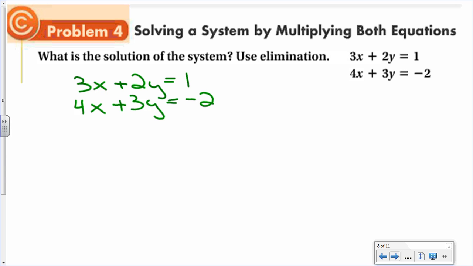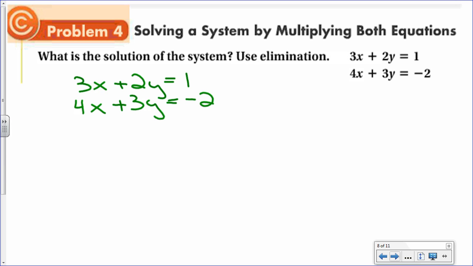It's about a horse apiece. So if you think of a number, let's say we work with our x's, between 3 and 4, a number they both go into is 12. Now let's look at our y's. Between 2 and 3, a number they both go into is 6. 6 is a little bit smaller, maybe a little easier to work with, so let's go with that.